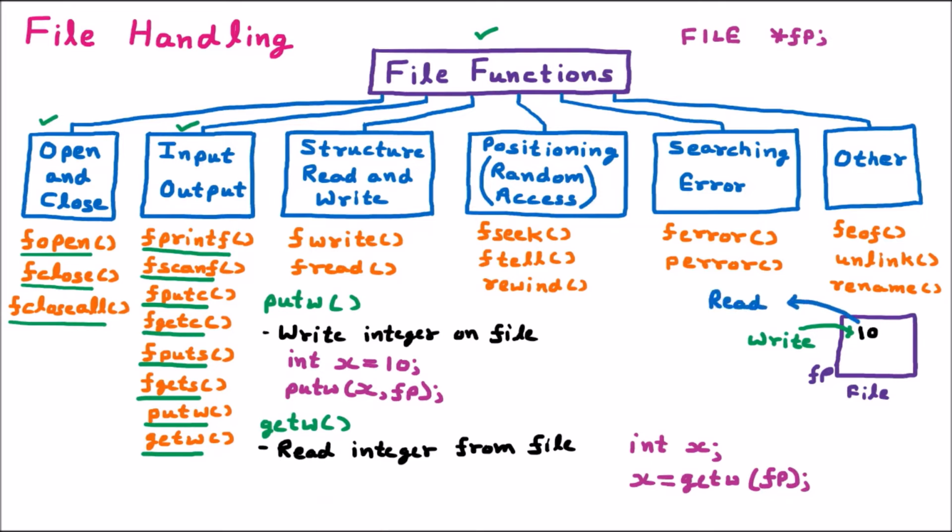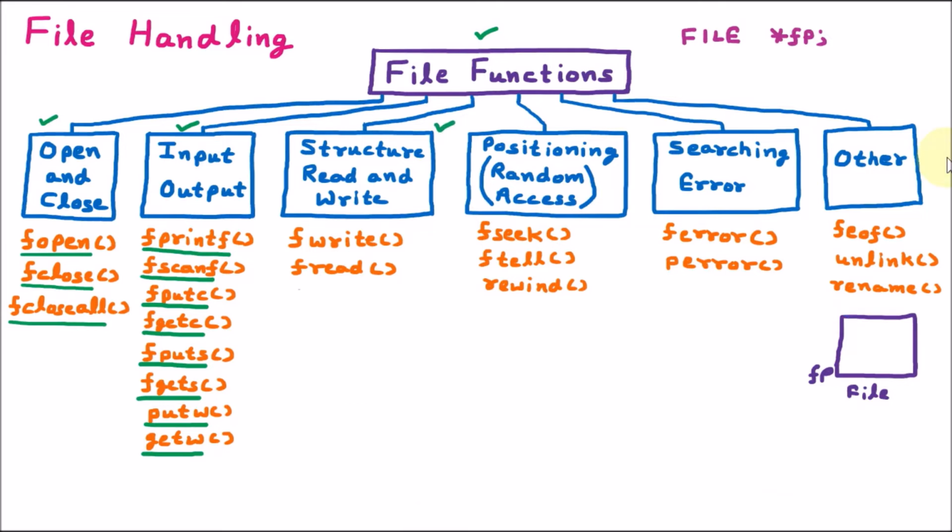And here we are reading the integer, which is 10. Next classification of file function is structure read and write functions. Here the first function is fwrite. This function is used to write the entire structure to the file.